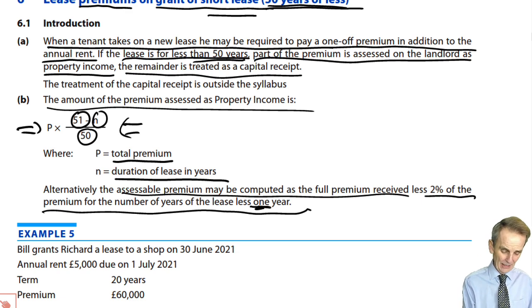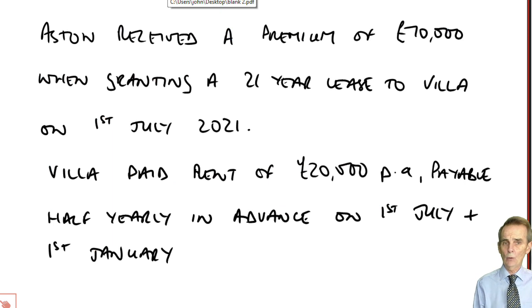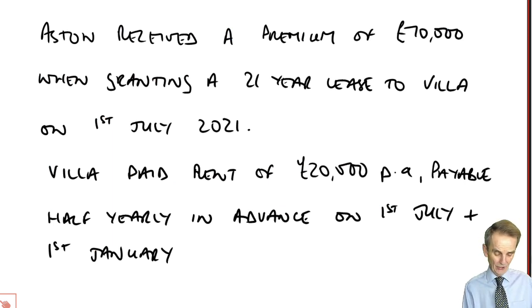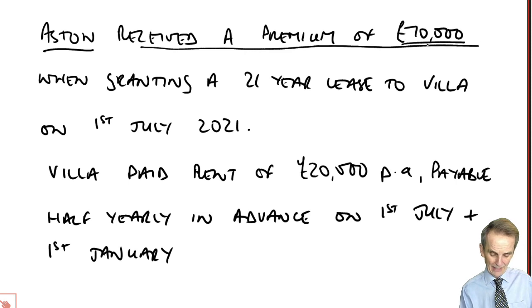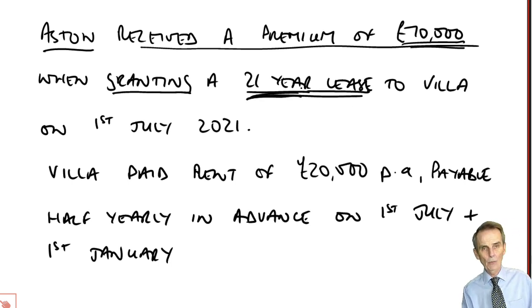Right, let's have a little example just to illustrate what's going on before I leave you to have a go at the one in the text in the study notes. If you can make a little note of this, we have our hero Aston, who received a premium of £70,000 when granting a 21-year lease. 21 years is not more than 50. This is a short lease.